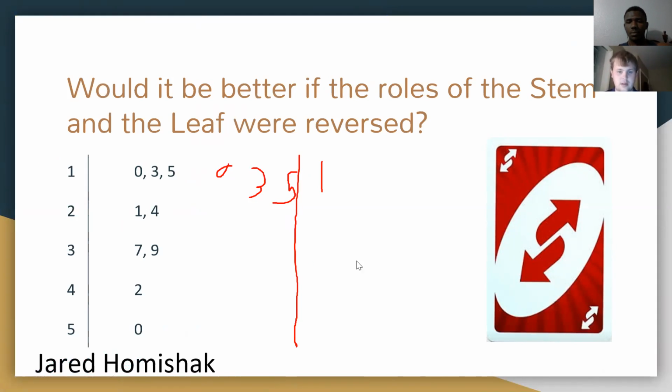Likewise, here with 20, we understand that the stem at 20 creates 2 leaves, in 21 and 24.